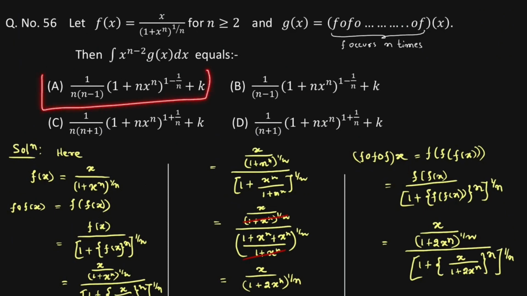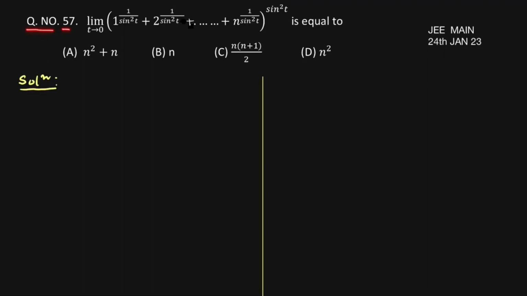Option number A is our correct option. Question number 57. In this question we are going to find limit t tends to 0, (1 raised to power 1 divided by sine square t plus 2 raised to power 1 divided by sine square t plus up to n raised to power 1 divided by sine square t) whole to power sine square t is equal to. Let's see the solution of this question.